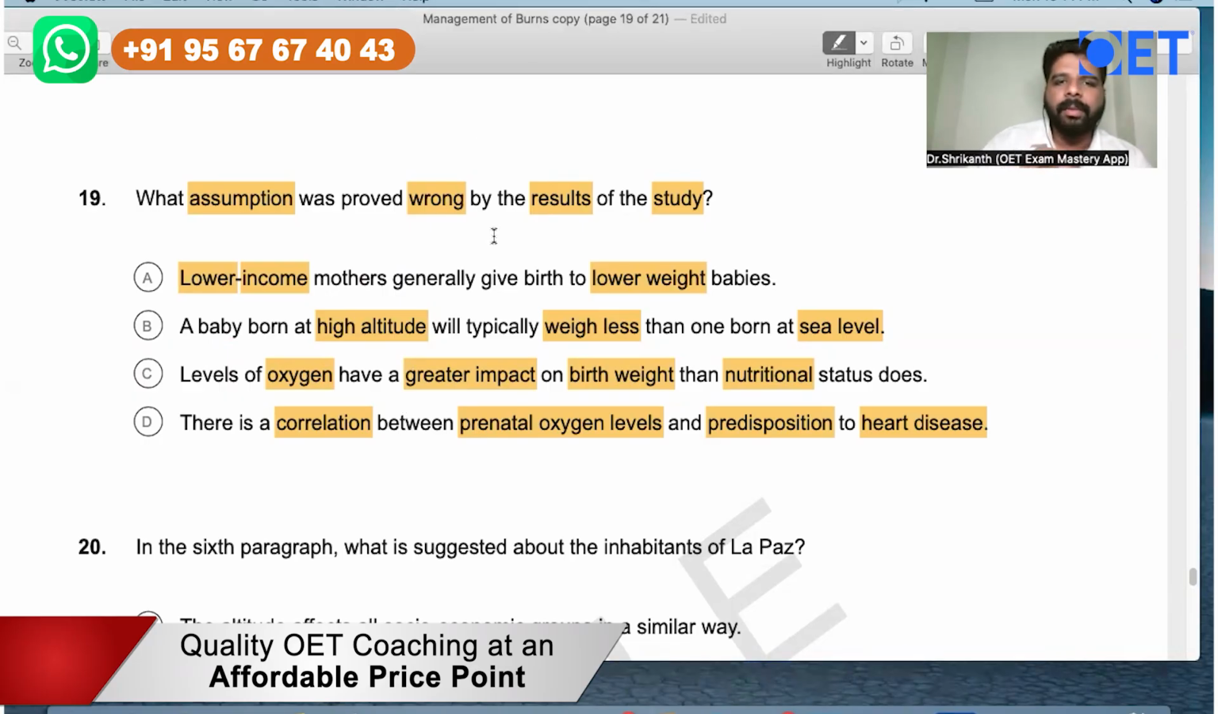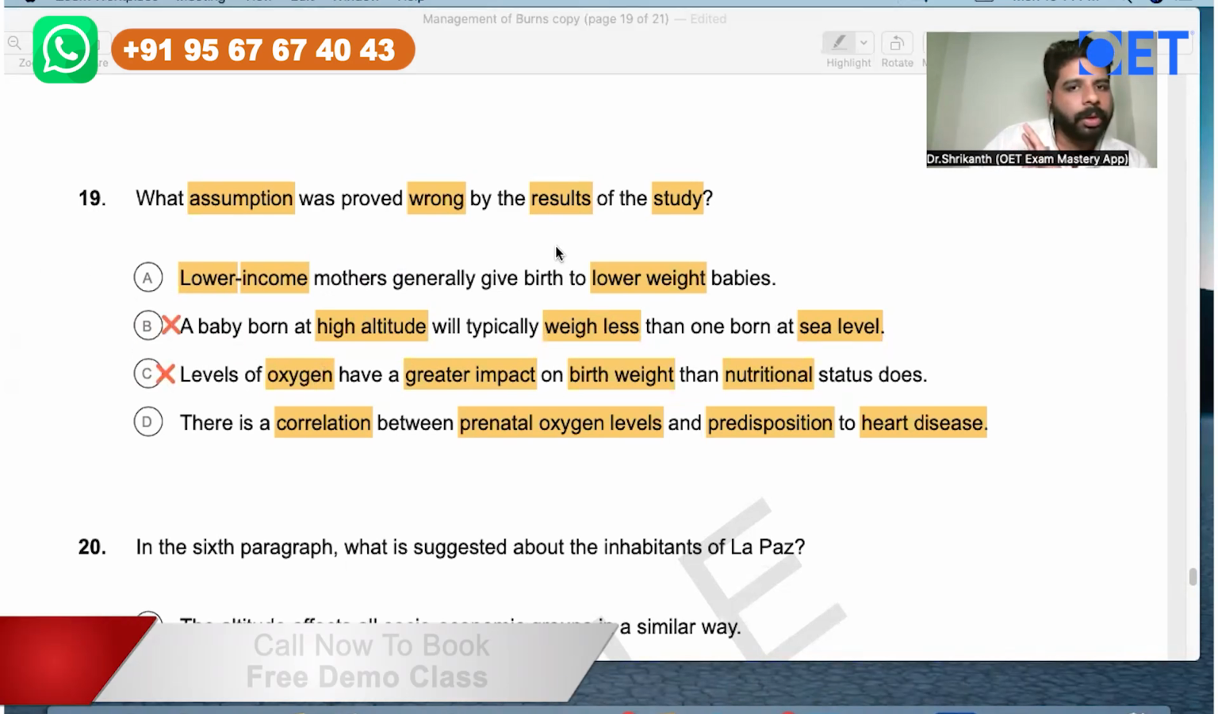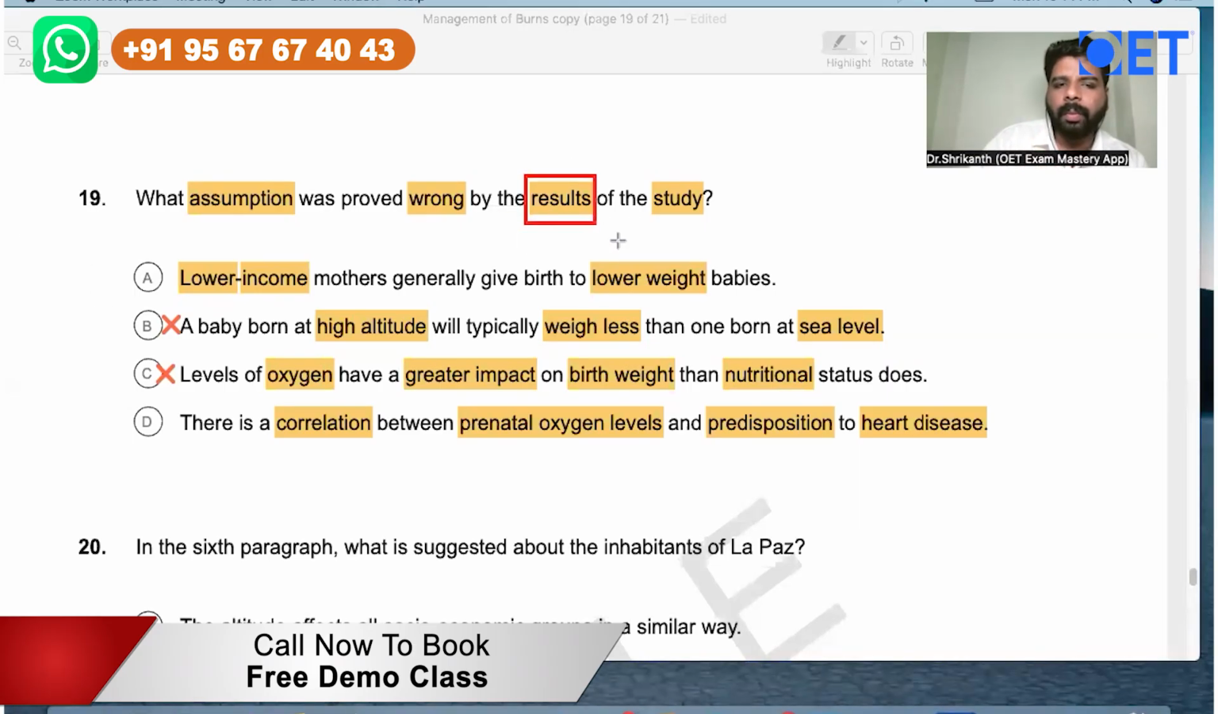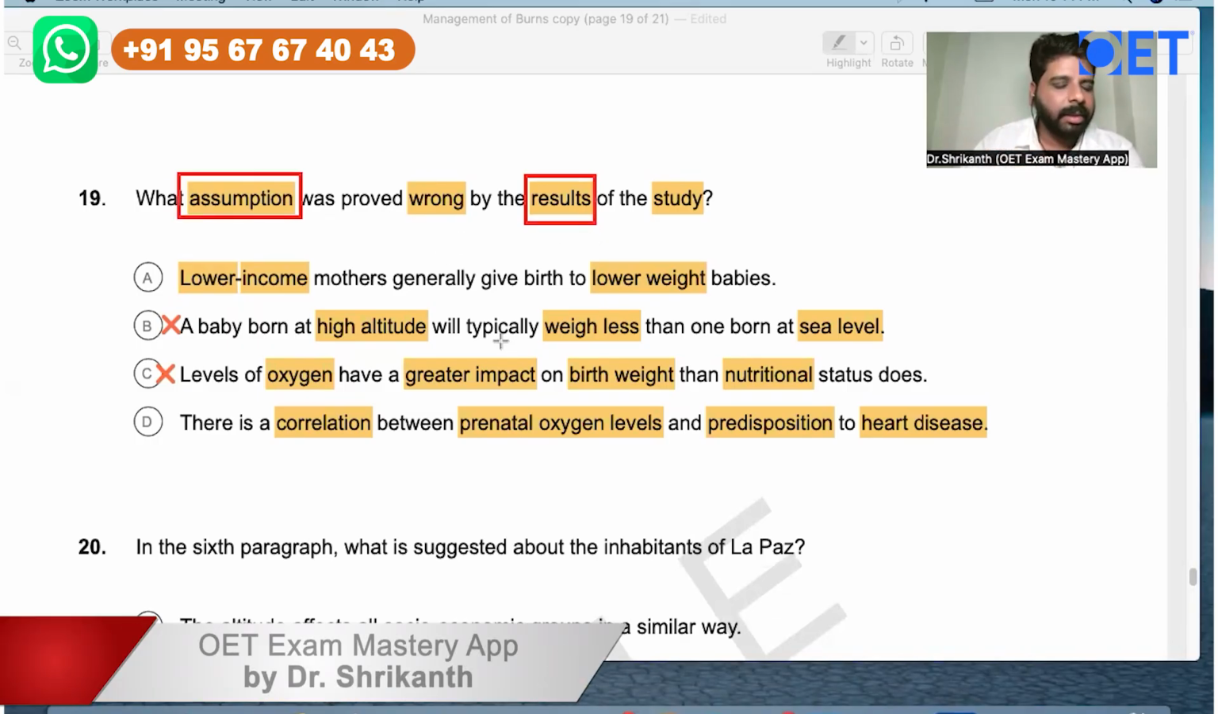Okay, so what can be done? We can now eliminate answer option B as well as C, because everything over here, they are only talking about the results. But what do we need over here? We need to find what was the assumption that was proved wrong by these results. So these results have come, but what did these results contradict? That is what we need to find out. Now you're left with 2 answer options. Now it is either A or D.